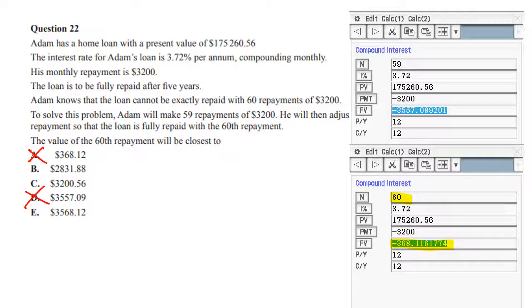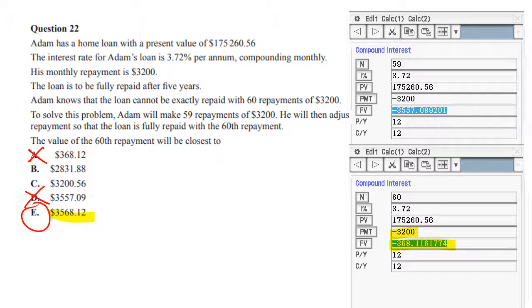What you've got to do, all right, this second part is much better. You take the 368.12 and add it to that. So basically, at the end of the 60th payment, you still owe another 368. So if you're going to pay it off with the 60th payment, you've got to pay an additional $368. If you add those two together, you get the correct answer, which is E.